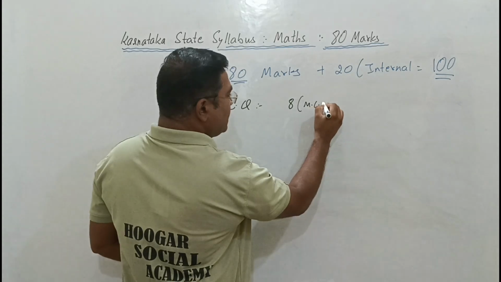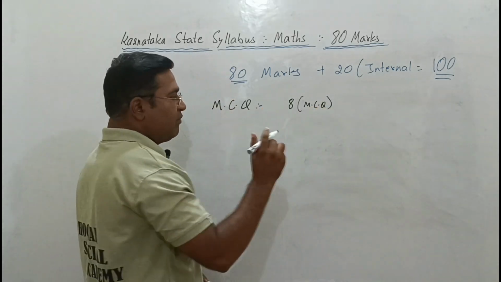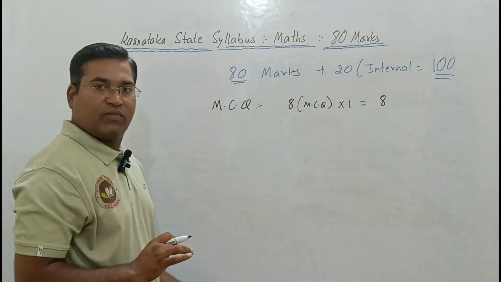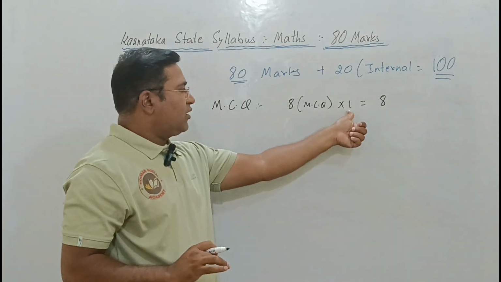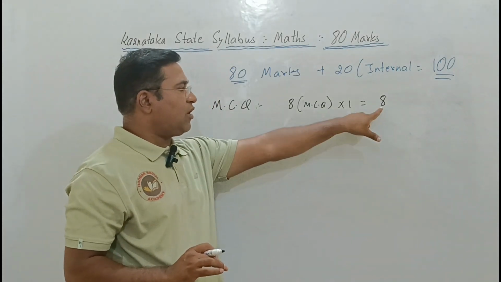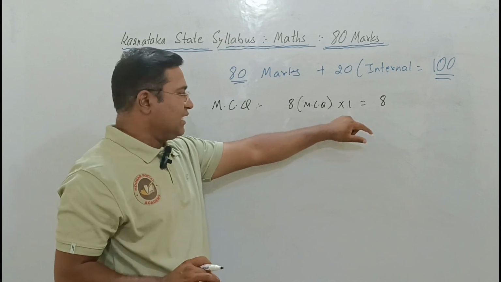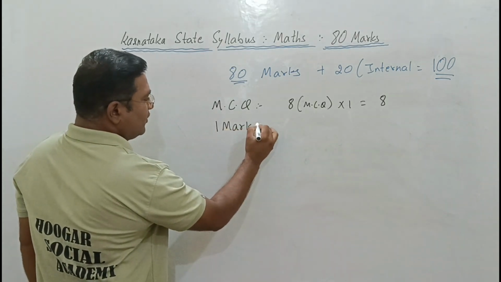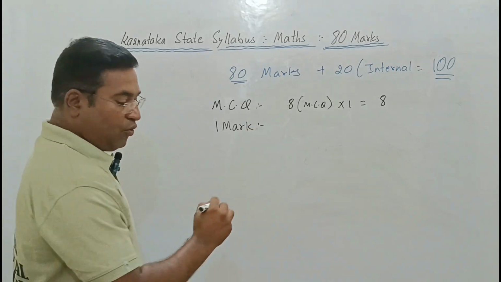So 8 MCQs, each consists of 1 mark. So 8 into 1 is equal to how many marks? 8 marks. 8 MCQs, each consisting of 1 mark, is 8 marks. Then comes the next one, which is related to the 1 mark.